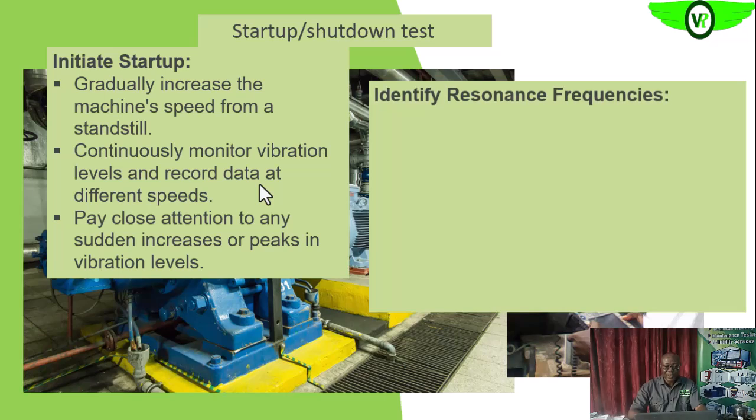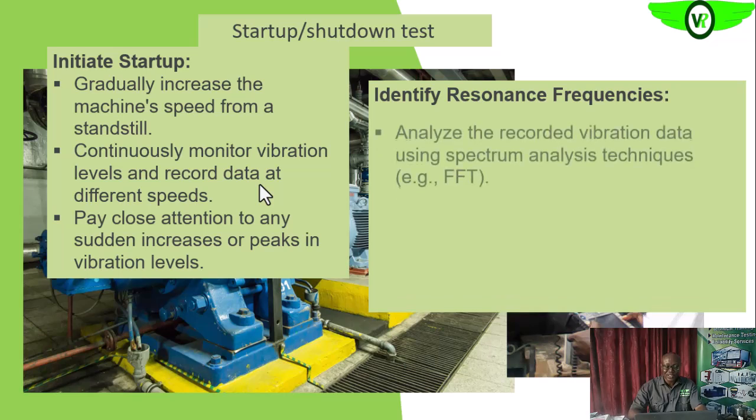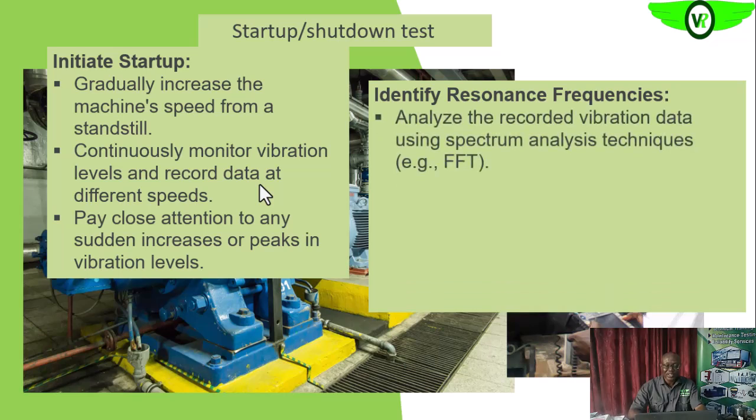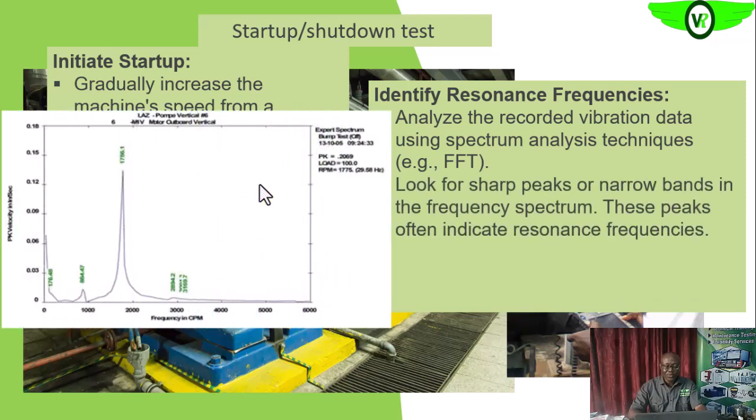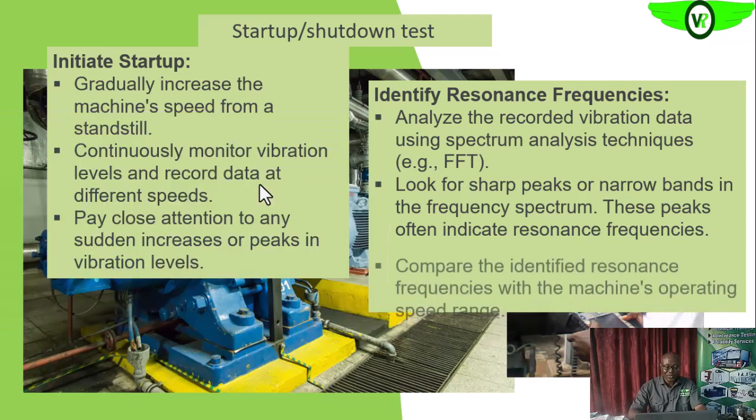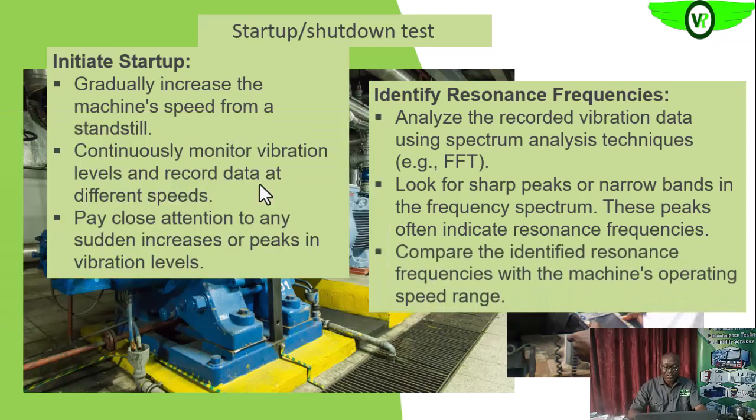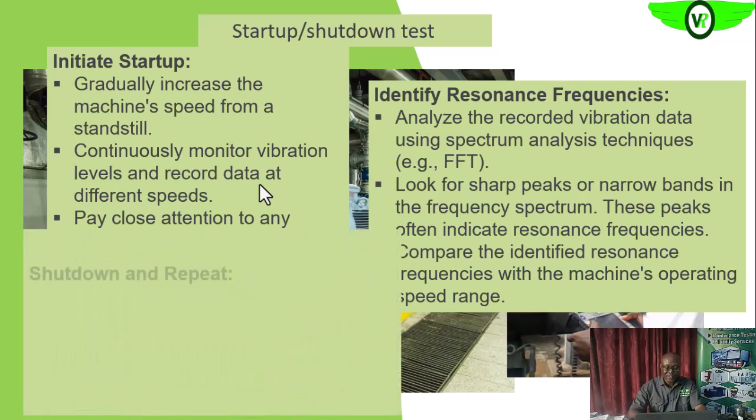Then how do you identify that what you are looking at is a resonance frequency? Of course, you have to analyze the information using the frequency spectrum. When you look at the frequency spectrum, like we said earlier, what you'll be looking at is a very sharp peak with narrow band. They often indicate that what you are looking at most likely will be resonance. So you now compare what you have identified with the machine operating speed.